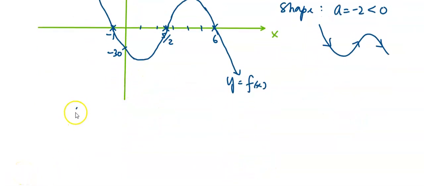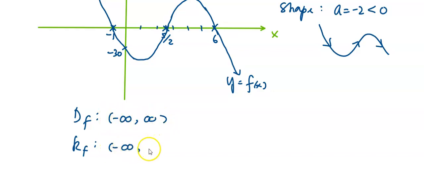So the domain and the range still will be the same because there is no special condition on the domain, meaning that the domain still will be from negative infinity to positive infinity, and the same for the range of the function.